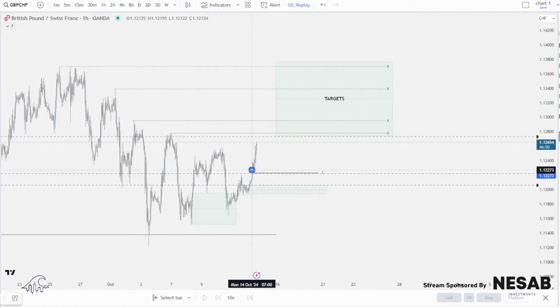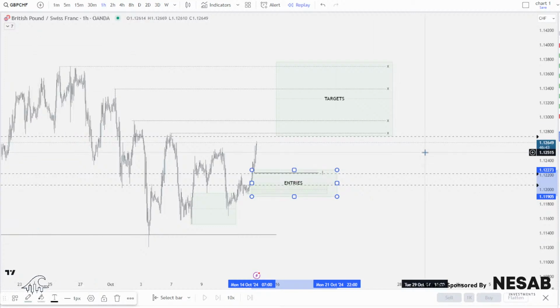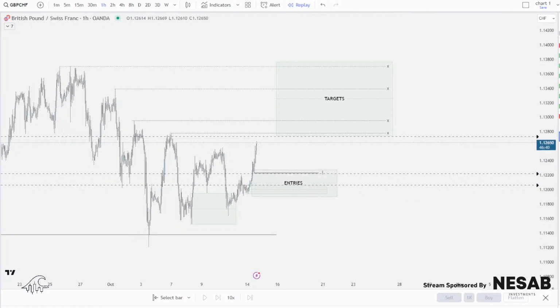So this is where you get your familiar kind of, you see it here, where we have entries and targets. So simplify it. All we're looking for is this. That's it. All we're looking for. Or just that.